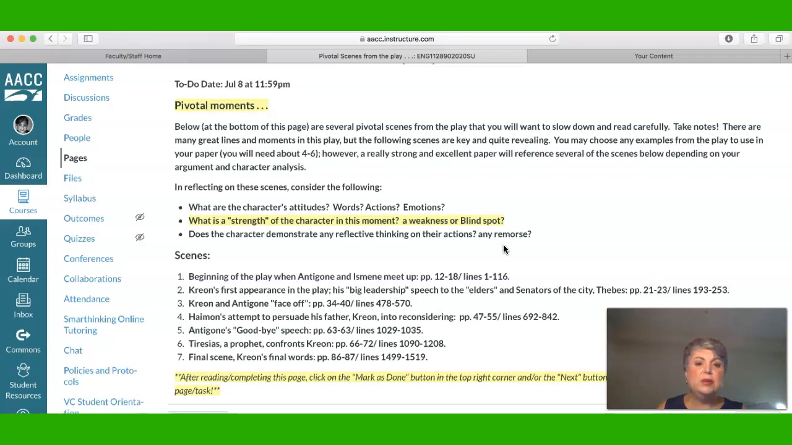I think that both of them demonstrate, Creon definitely demonstrates remorse, but take a look and think about whether or not Antigone demonstrates any remorse. I think there are a few interesting lines in her goodbye scene, when she's saying goodbye to Thebes. It sounds a little bit remorseful, but does she really regret anything she's doing? I would be really curious to hear what many of you think about that.